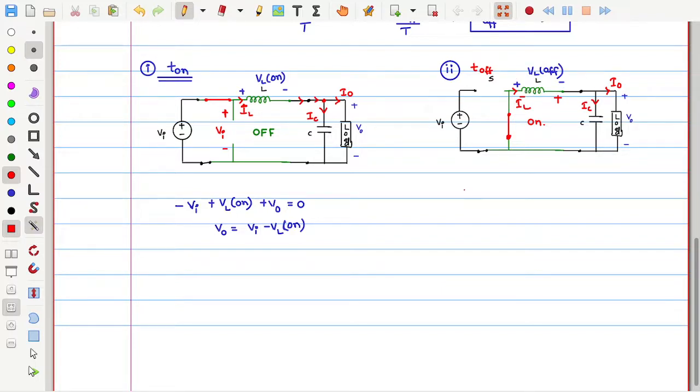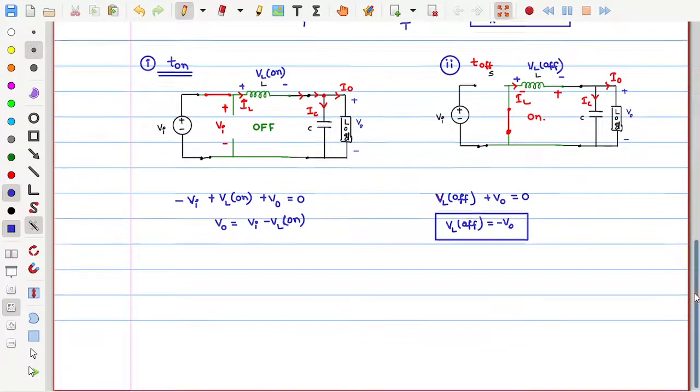So now in this situation we can write it in either of these forms. VL off plus V naught is equal to 0, by KVL. So VL off that we get is minus V naught. Minus V naught.